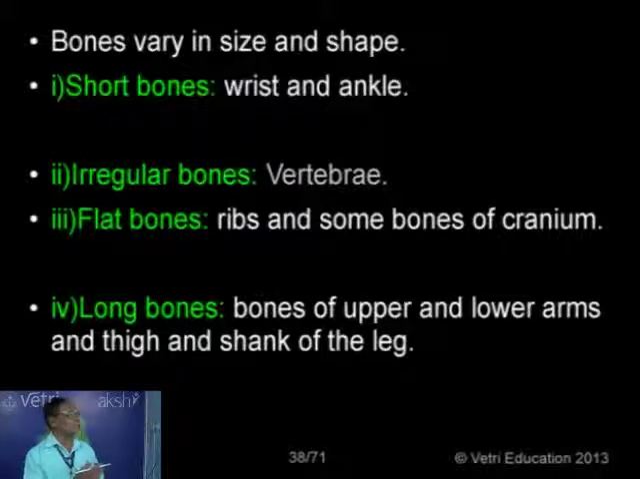So where you have short bones, as in the skeletal system, we have the wrist region and also the ankle region, namely the carpals and metacarpals. The carpals, as well as, for example, the tarsal bones in the ankle region. These are all normally short bones, very small bones.